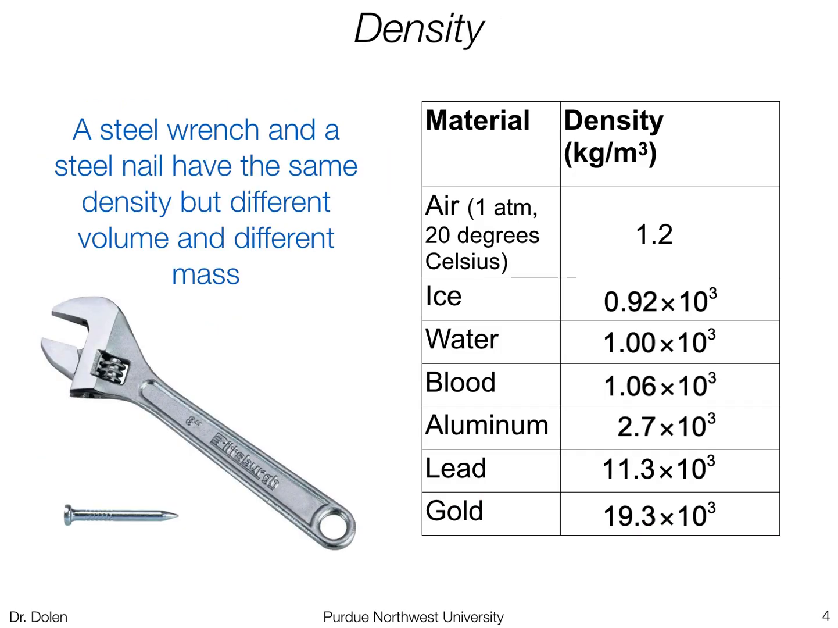And of course, if you look at a steel wrench, you look at a steel nail. These are two objects made out of the same material. They both have the same density, even though they have different volume and different mass. All right, so you may be able to use density to actually identify a material.